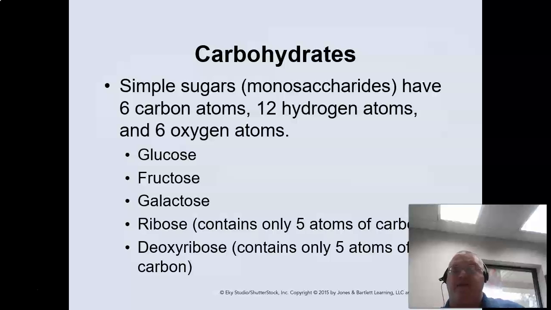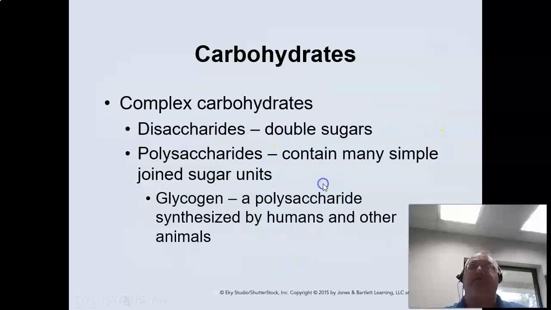Deoxyribose also contains 5 atoms of carbon, but ribose and deoxyribose have to do with our DNA, deoxyribonucleic acids. That's what helps form those acid structures, which basically form our genetic blueprint. Now, complex carbohydrates, disaccharides, double sugars. Sucrose is an example of that.